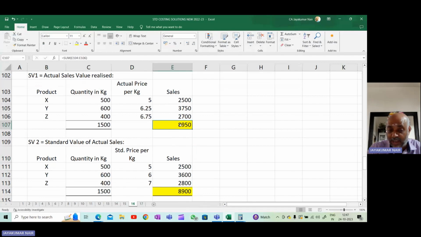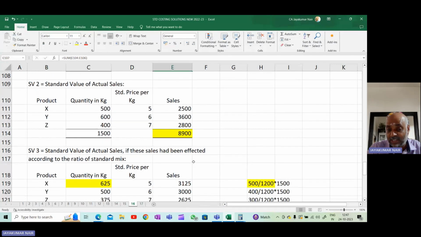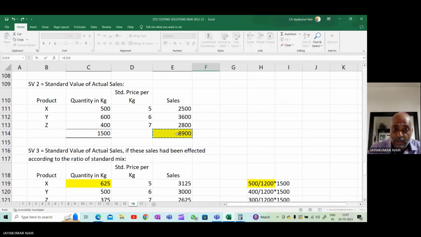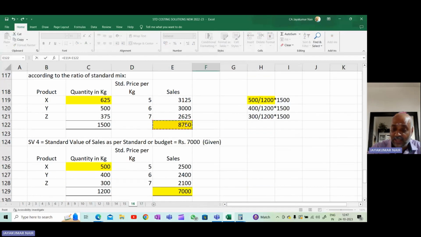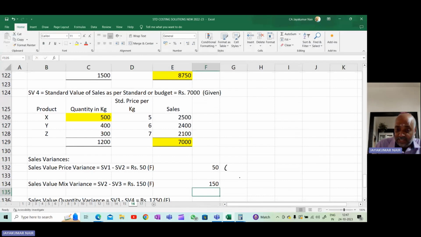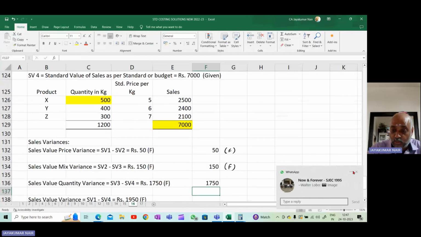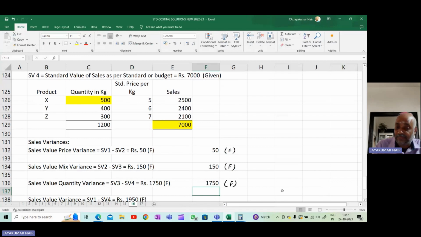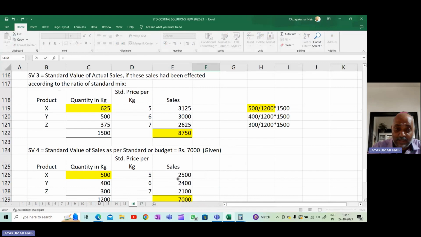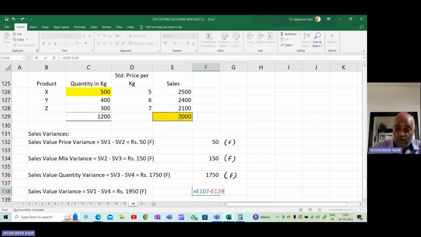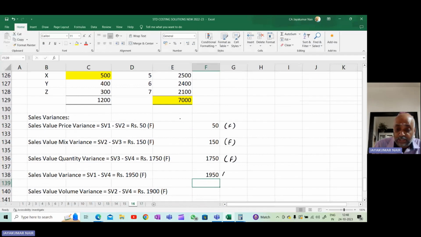So actual sales is 8,950, and standard is 8,900. So actual is more, therefore it is positive. It is favorable. Okay. Now coming to the second one, SV2 minus SV3. You get positive. That means this is also favorable. Next one is SV3 minus SV4. What do you get? It is 1,750 positive. Again, this is favorable. And then SV1 minus SV4, we get 1,950. This is also positive, therefore favorable.